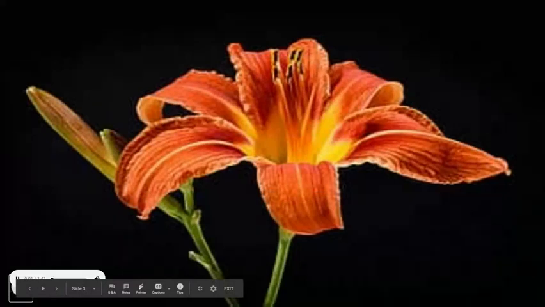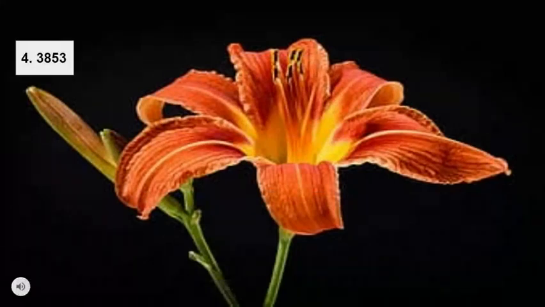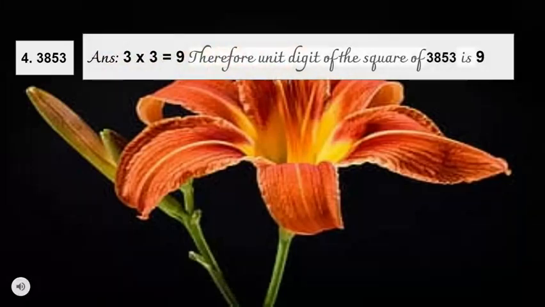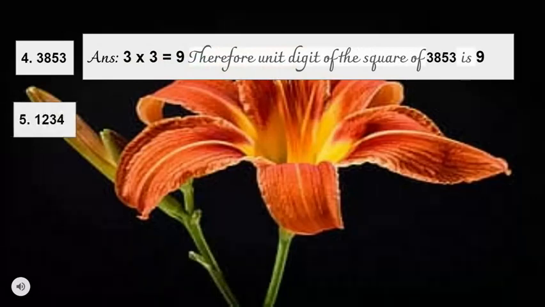Here we are continuing question number 1, fourth number, that is 3853. Here also we are finding the unit digit of the squares of the given numbers, isn't it? So here what is at unit place? That is 3. Then what is the square of 3? 3 square is equal to 9. So then what would be the answer? 3 into 3 is equal to 9. So therefore unit digit of the square of 3853 is 9.